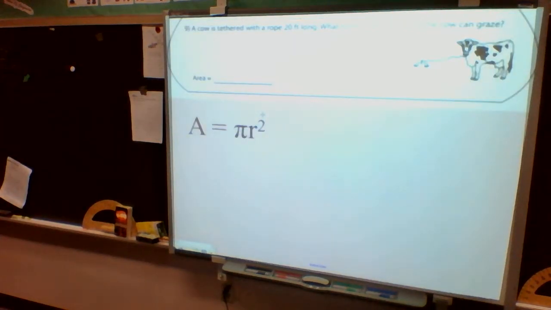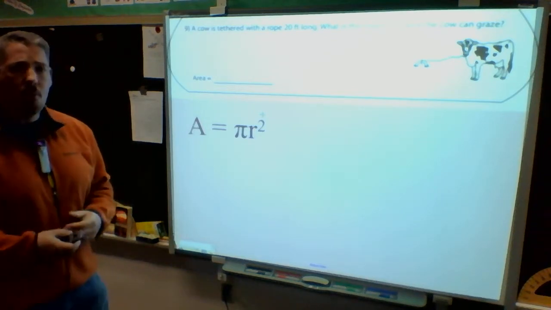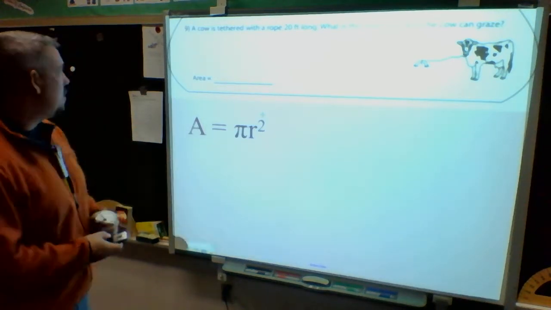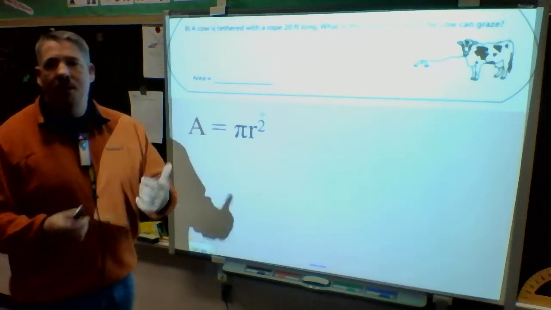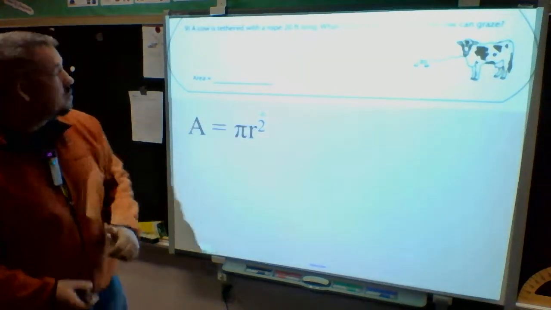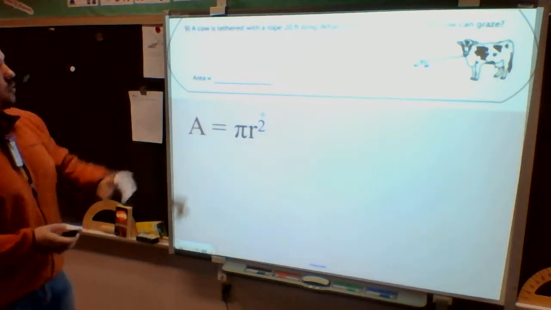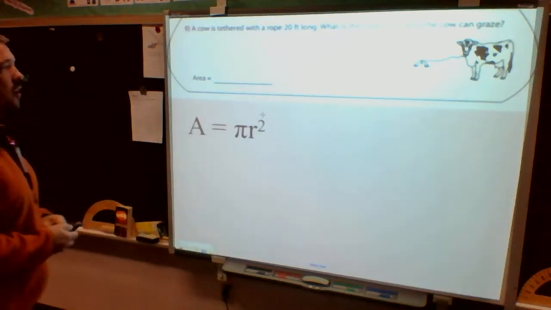Alright, so then number 9 is the last one. It's a story problem that we can solve. You'll have a story problem that's very similar tonight on your assignment. Number 9 says a cow is tethered with a rope. Tethered means that there's a post with the rope and it's tied to it. That's all it means. The rope is 20 feet long. What is the maximum area that the cow can graze?